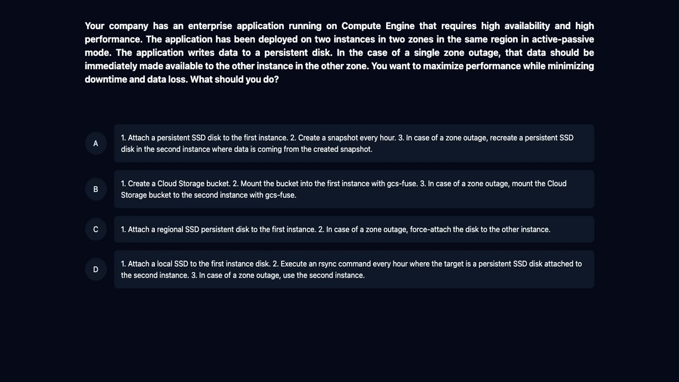Option A. 1. Attach a persistent SSD disk to the first instance. 2. Create a snapshot every hour. 3. In case of a zone outage, recreate a persistent SSD disk in the second instance, where data is coming from the created snapshot. Option B. 1. Create a cloud storage bucket.